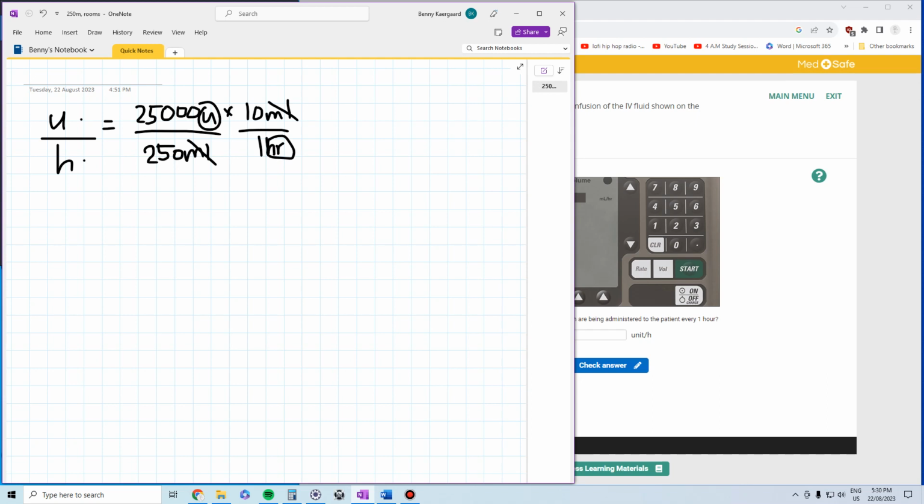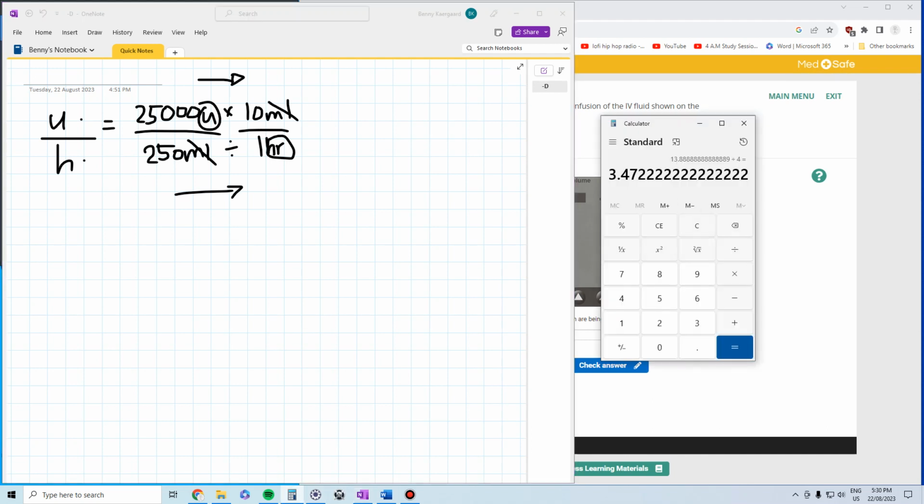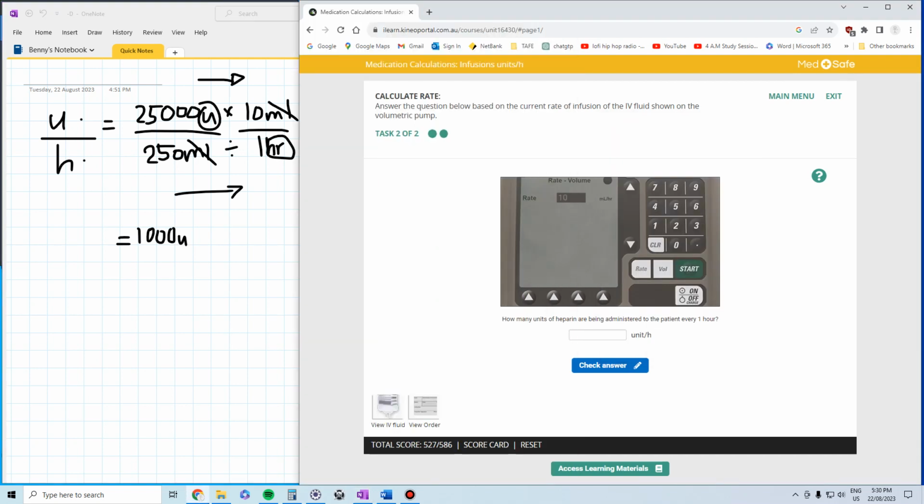So we multiply the top together, we go this way. And then we divide the bottom, go this way. So we'll go 25,000 times 10 divided by 250 equals 1,000 units per hour.